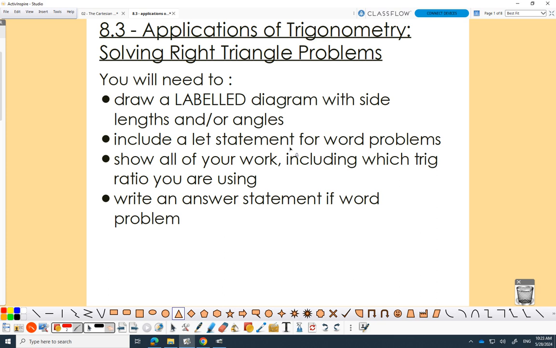To do this, I hope these are obvious statements when doing a word problem. You need to draw a diagram with side lengths and angles. I hope that's like, well, yeah, draw a diagram. Include a let statement for word problems. Show off all your work, including which trig ratio you're using, and write an answer statement. I hope the last one's really obvious too, like, duh, I got to write an answer statement.